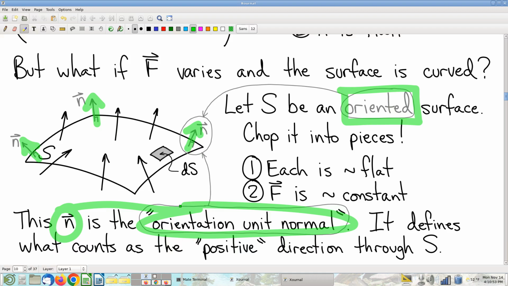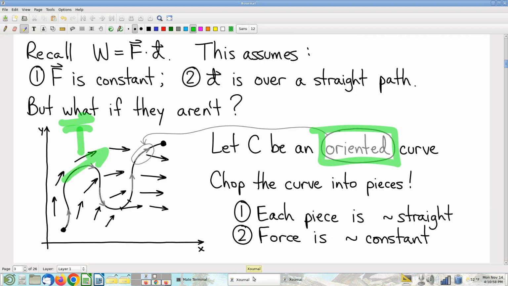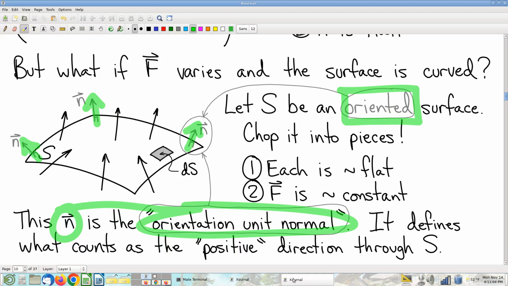Okay, what do you think of that? Everybody see how that's kind of analogous to the role that the unit tangent vectors played there? These being unit normal vectors because they're distinguishing directions through the surface. Okay. All right.